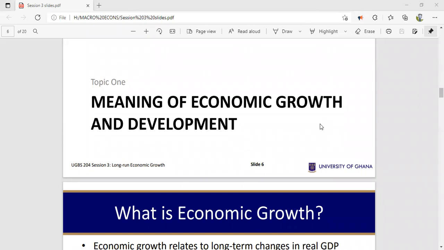Please, can someone tell Nana? The music is disturbing us. Please, who was talking? Johnson was talking, please. Johnson, yes, sir. I was saying that a country experiences economic growth if there is an increase in the potential GDP of the country. Okay, any other?